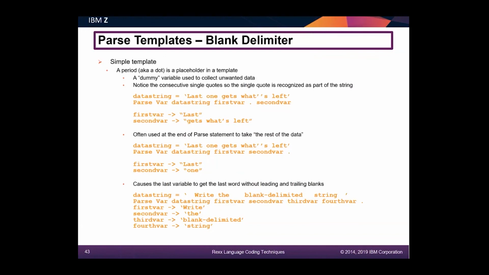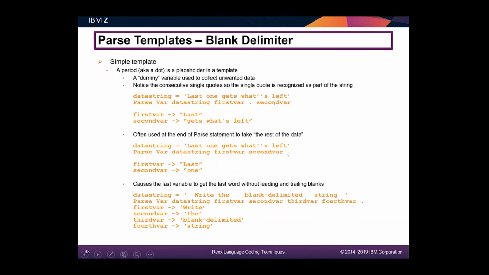So let's look at some examples of how we use dots. I have this data string. It's called 'last one gets what's left.' In this case, you'll see I've used single quotes, and then two single quotes here to use the escape to get the single quote that I want. Now I'm going to parse the variable data string into first var, then the dot, and then second var. So first var is going to get the first word before the blank, which is last. The dot is going to throw away the word one, and then second var is going to get the rest of the string, so 'gets what's left.'